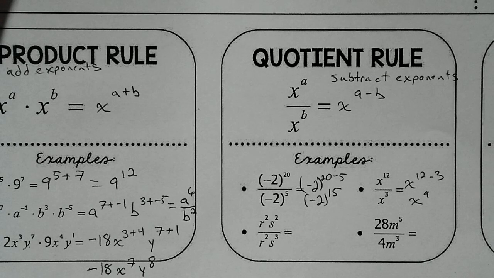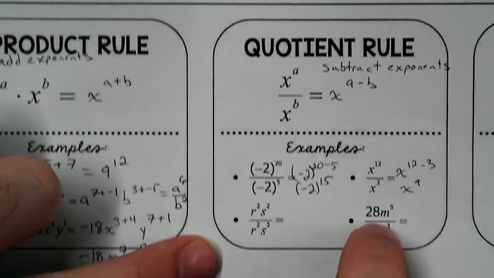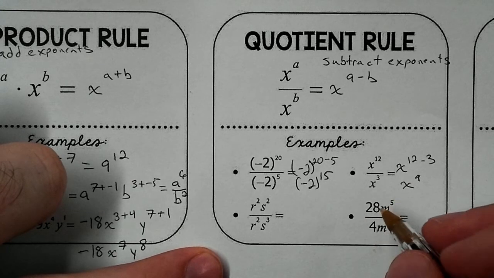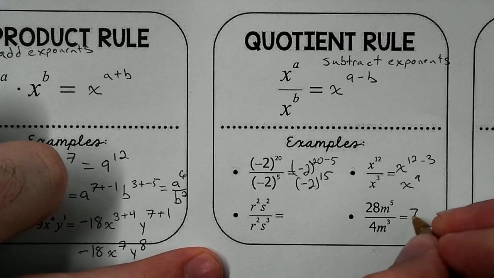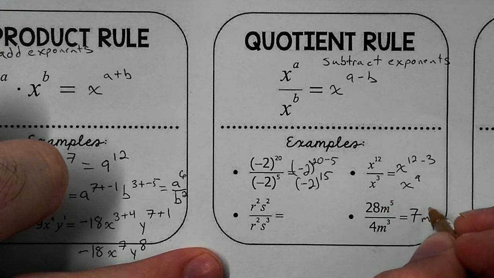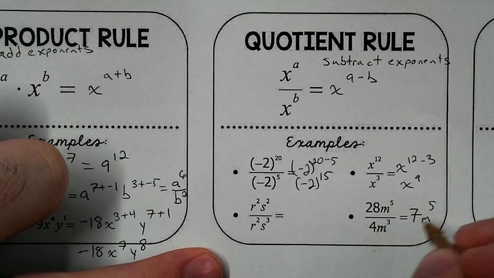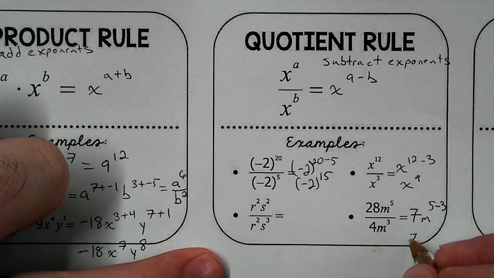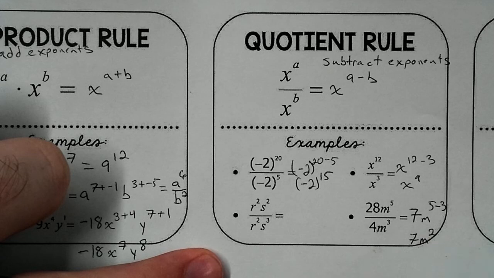Now, here we'll do this one next. 28 divided by 4. If you have coefficients, start with those. 28 divided by 4 is 7. And now move to your m's. M to the 5th divided by m to the 3rd, so minus 3. 5 minus 3 is 2, so that's going to be 7m to the 2nd.